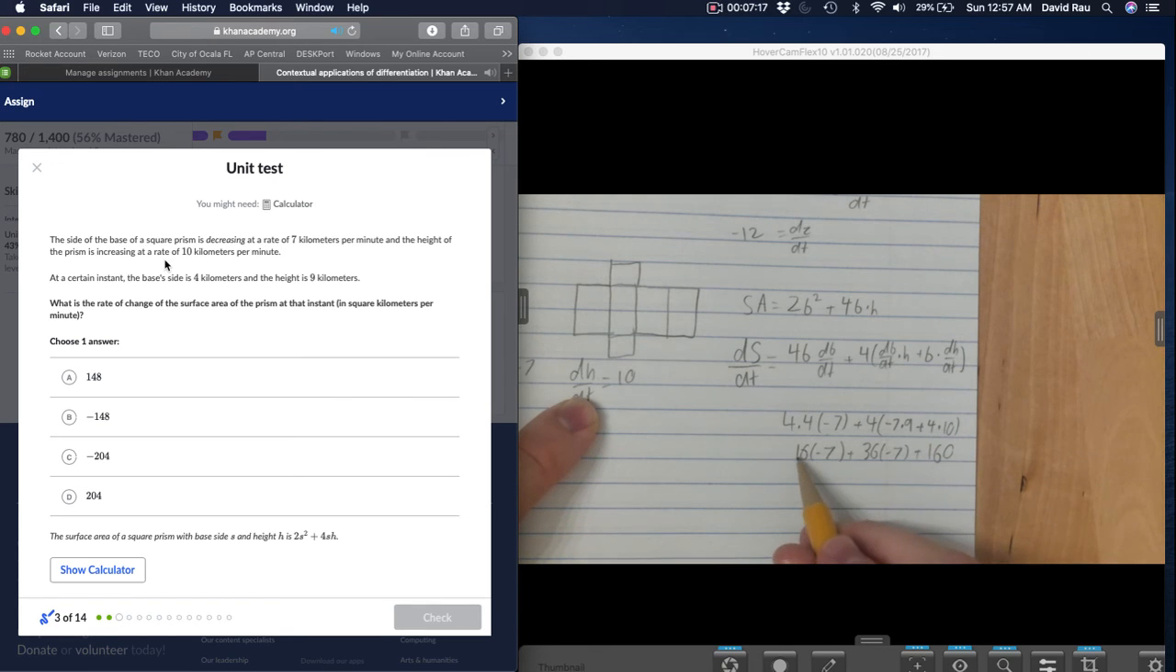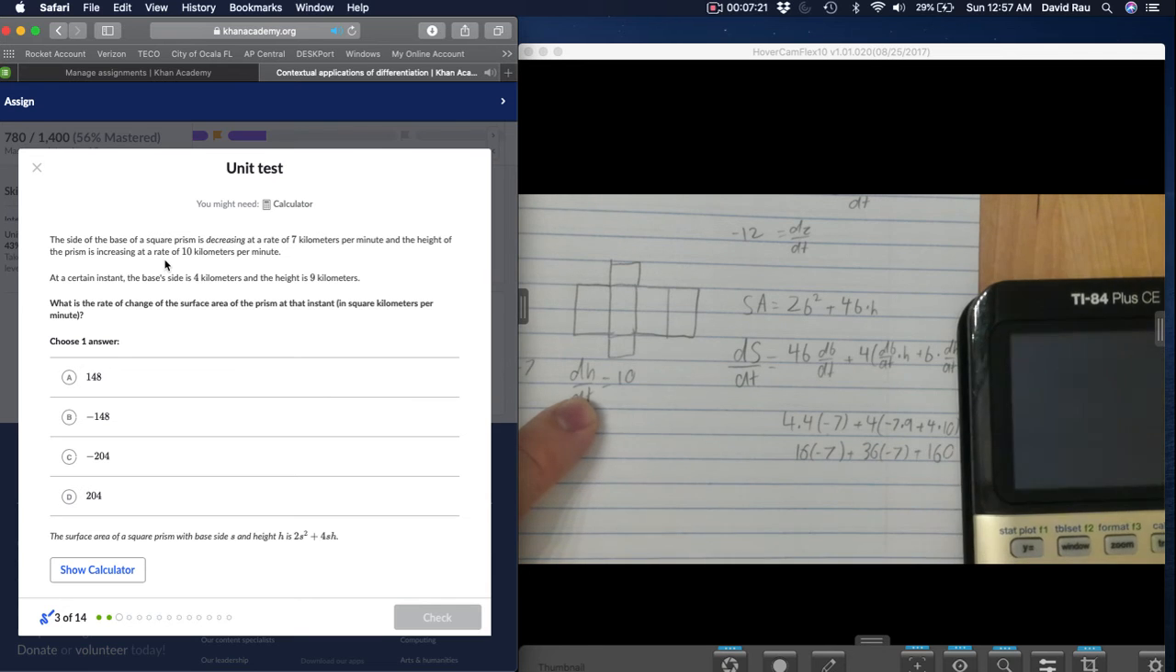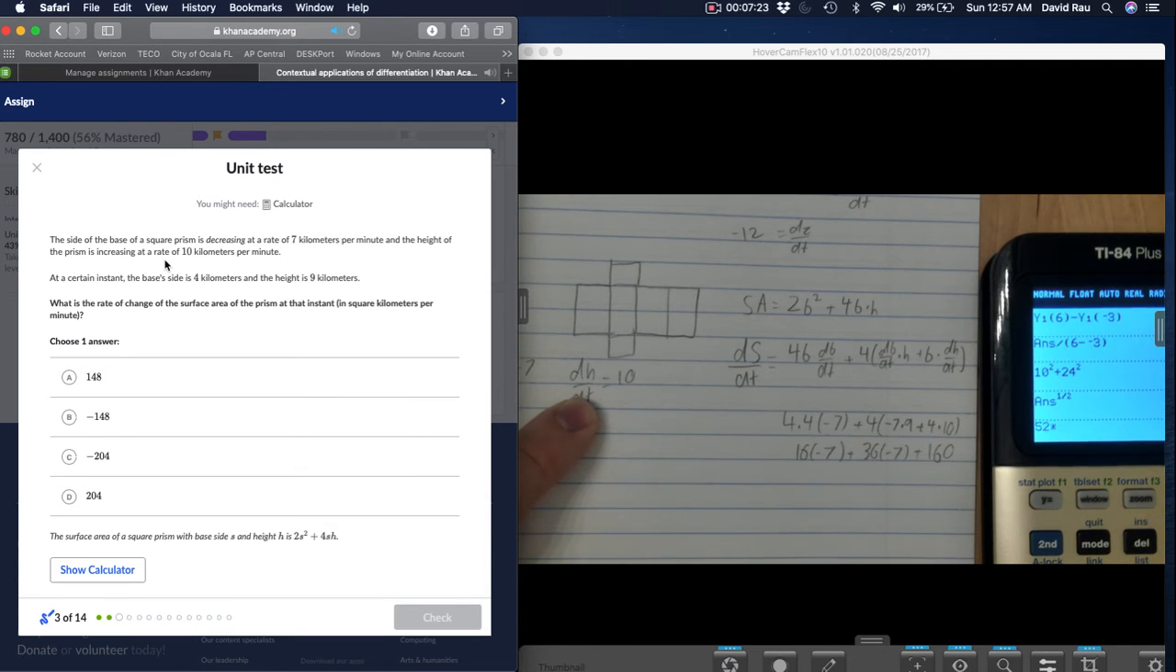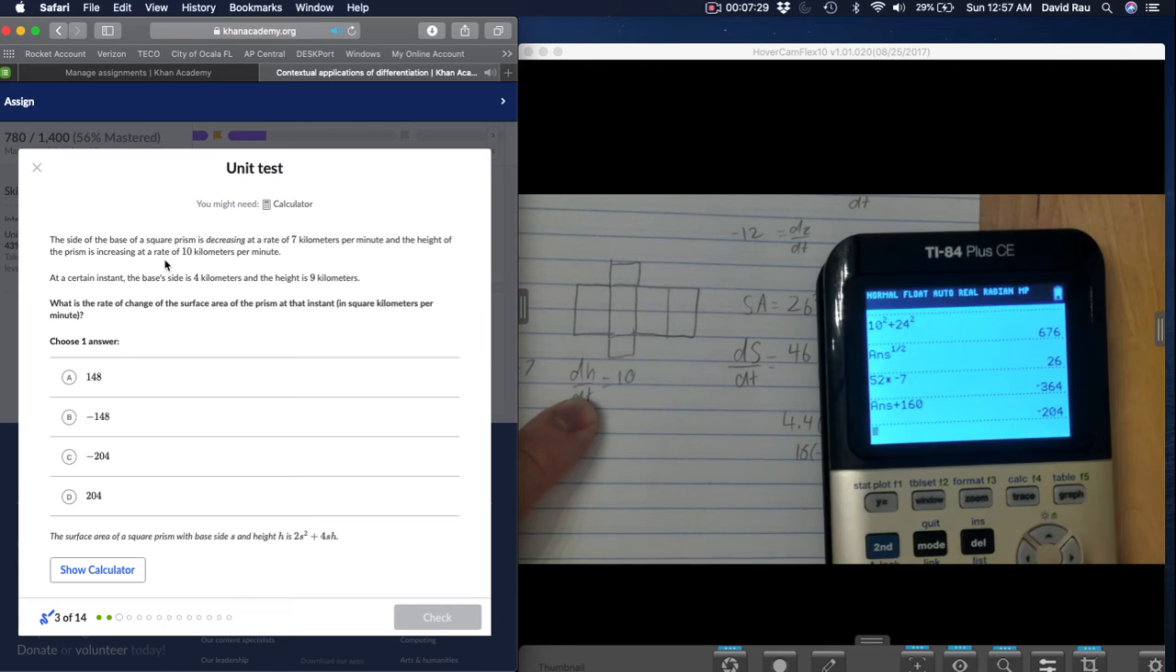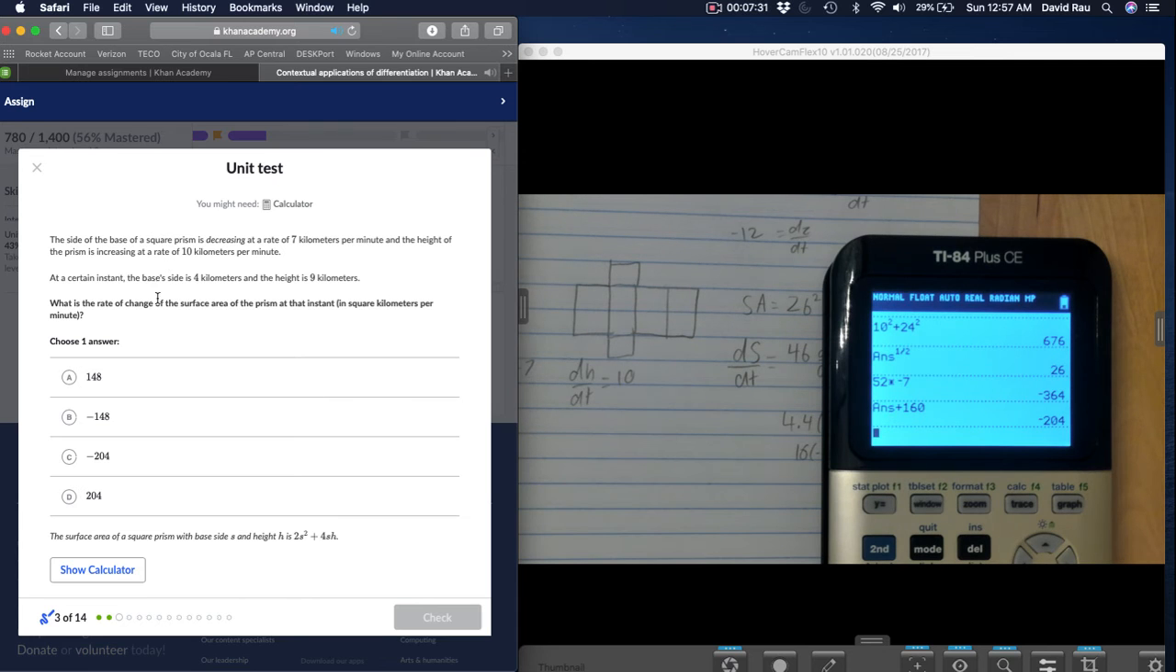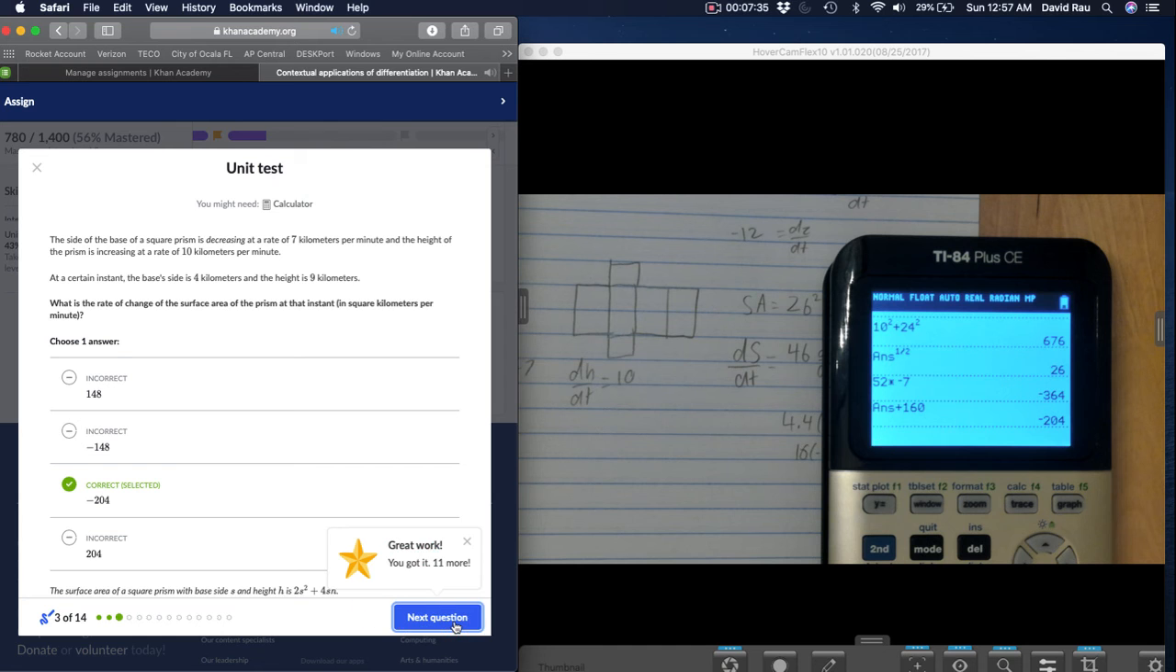So if we have 16 negative 7s and we have 36 negative 7s, we really have 52 negative 7s. Maybe that helps us do the math, maybe it really doesn't. And then we have to add 360, and so it looks like the surface area is decreasing by -204 square kilograms per minute.